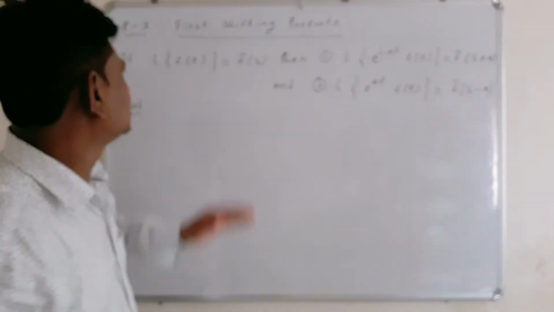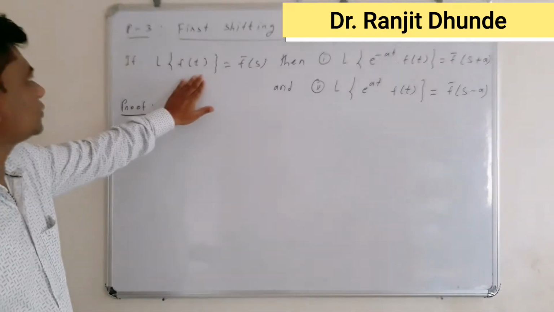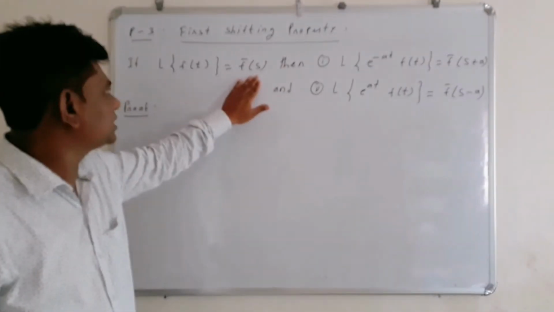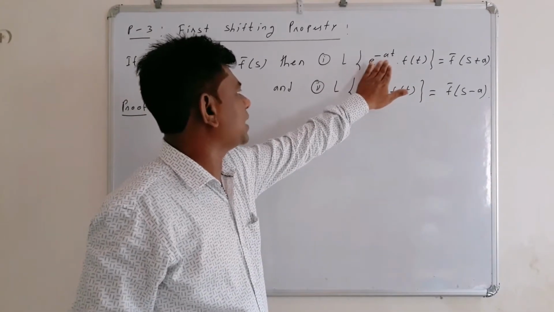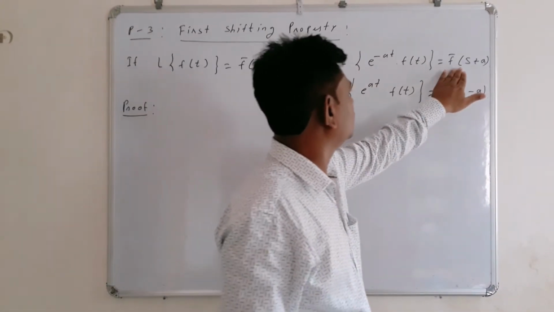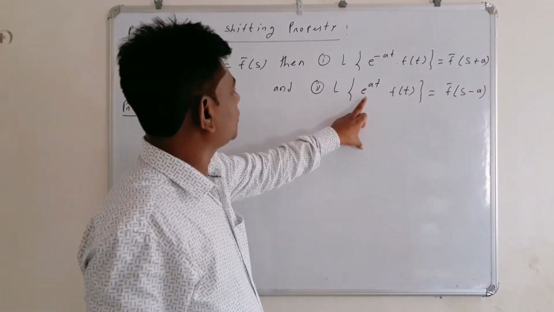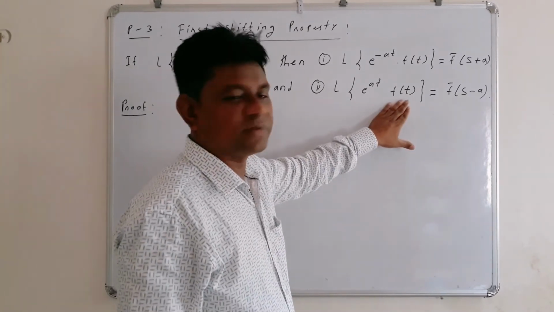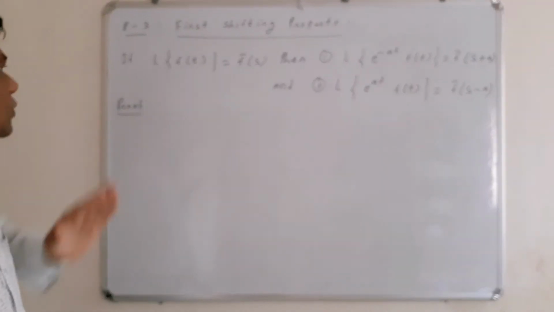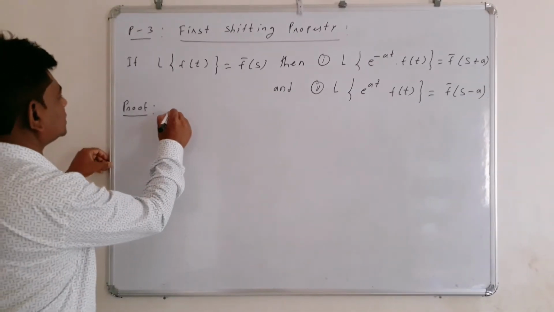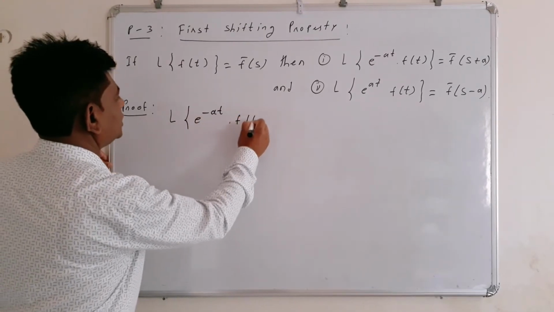Now property number 3, shifting property. It states that if Laplace transform of f of t is equal to f bar s, then number 1, Laplace transform of e to the power minus at f of t is equal to f bar s plus a, and number 2, Laplace transform of e to the power at times f of t is equal to f bar s minus a.